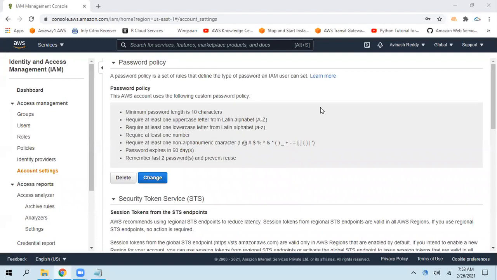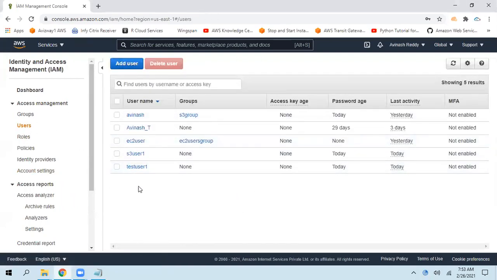Got it, sir. Right now we have changed the password policy, right? Yes. Already we have 3 to 5 users. Will this policy be applicable to the users which we already created? Yes, it will be. Now, if you want to enforce login for one of the users, it will ask to change the password according to the new policy created.